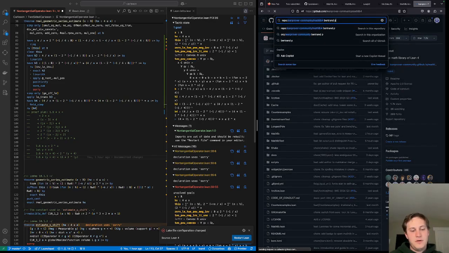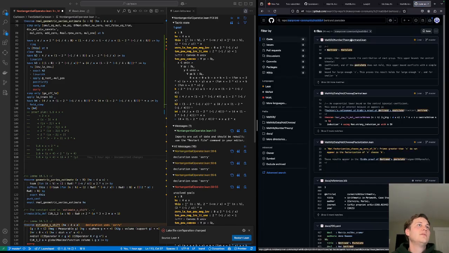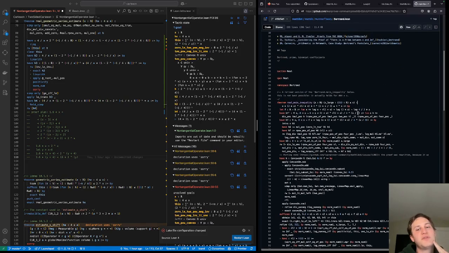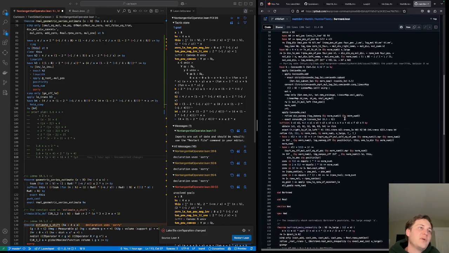Bertrand's postulate. This one. Real-main inequality. See, we prove this sort of nightmarish inequality here. But the thing about Bertrand's inequality was you could push the bound, because you basically just have to prove that it's true for sufficiently large n, and then you can check all the cases below. Whereas here we have the problem.